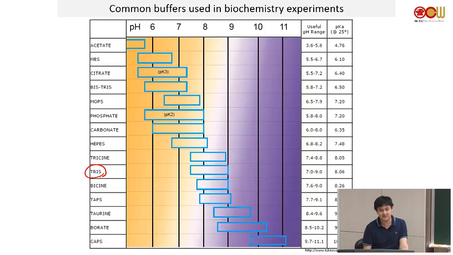You guys know what Tris is? You use Tris a lot in molecular bio labs. For example, every time you want to run DNA, you prepare TAE buffer or TBE buffer. T is Tris, it's Tris base. Now, generally speaking, if you don't know the exact buffering capacity, you see how some buffers have a small range, some have a larger range.